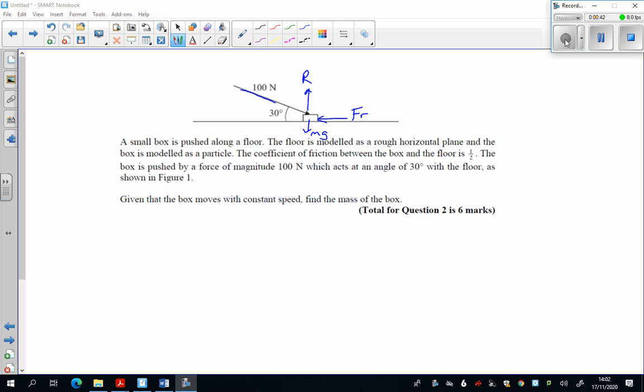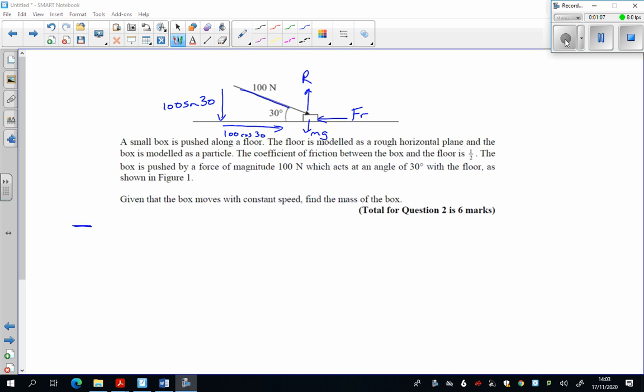And the other thing I've got to do is split this force that's coming down at an angle up into its two parts. There's a bit going down and there's a bit going to the right. That going down is next to the angle here, so I've got 100 cos 30, and this bit here is opposite the angle, so here I've got 100 sine 30.